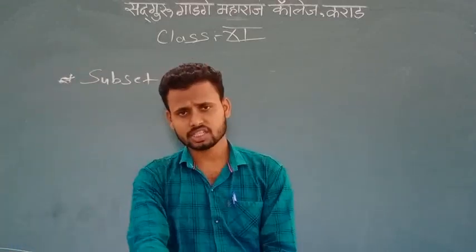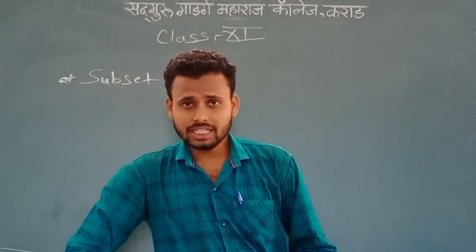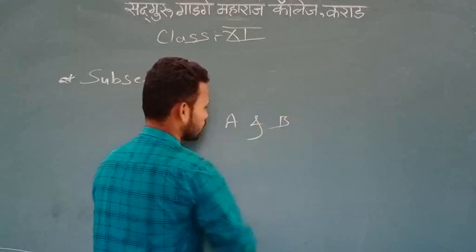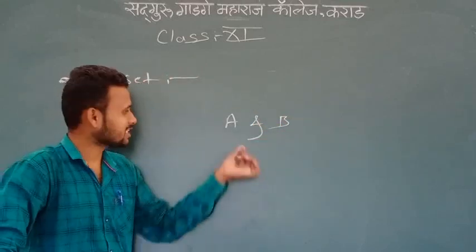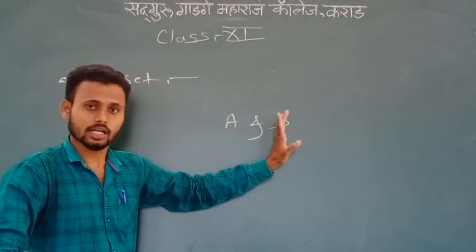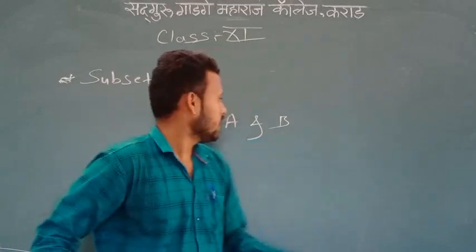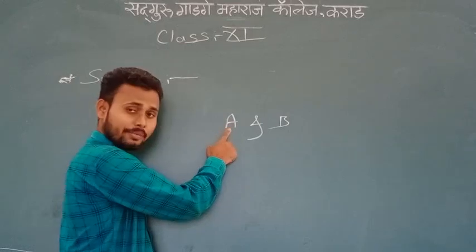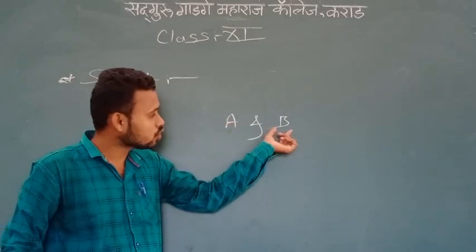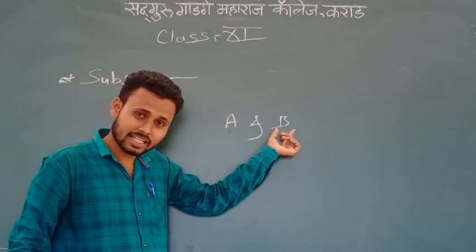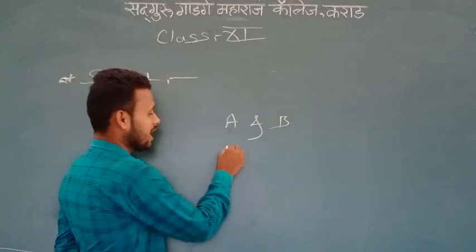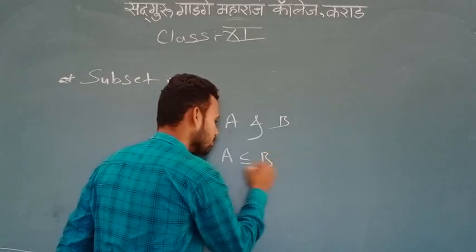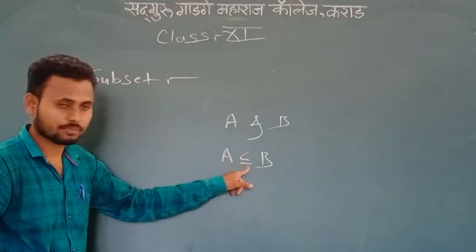What does the definition say? Suppose we have any two sets A and B. Now if every element of set A is also an element of set B, then we say that A is a subset of B. Then A is called the subset of B and it is denoted by that form. A is a subset of B.